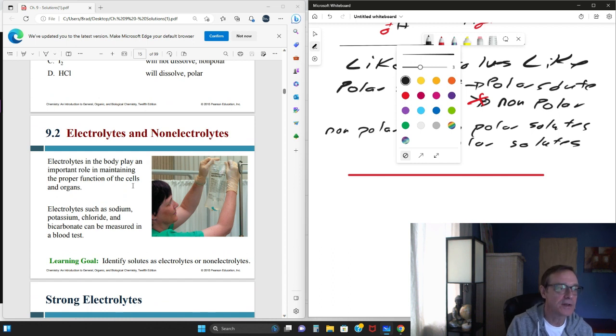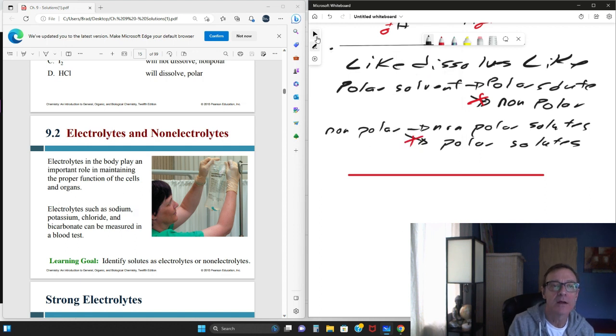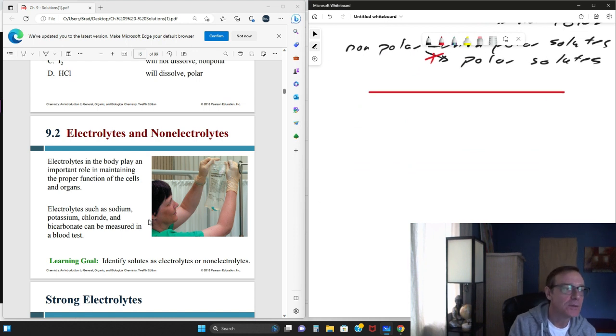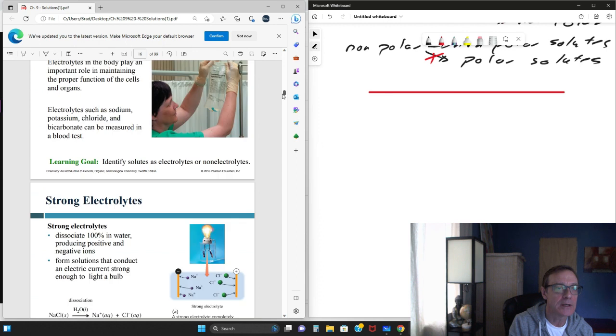Okay, electrolytes versus non-electrolytes. This is where it becomes clinically important. You hear about electrolytes in Gatorade or whatever and how important they are. So this is what it actually means when you see that. And this is not just a marketing ploy where you replace your electrolytes. They're anything that has dissolved into ions in your system. Sodium, potassium, chloride, bicarbonate, all these things that we did talk about, and things that can be measured on a CBC, complete blood count.